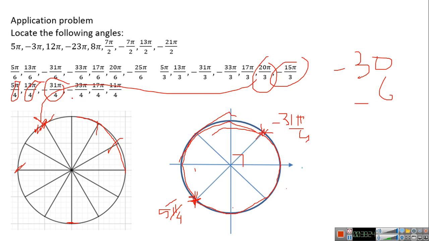I want minus 33. Minus 33. If this is minus 31, minus 32, minus 33. This is minus 33 pi over 4.